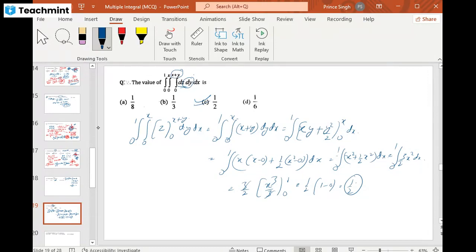This is a simple problem. It means when we are integrating with respect to one of the variables, the other variables are treated as constants. And what is the integral of constant dx? The constant can be taken outside, and the integral of dx is x. So this is the rule of integration.